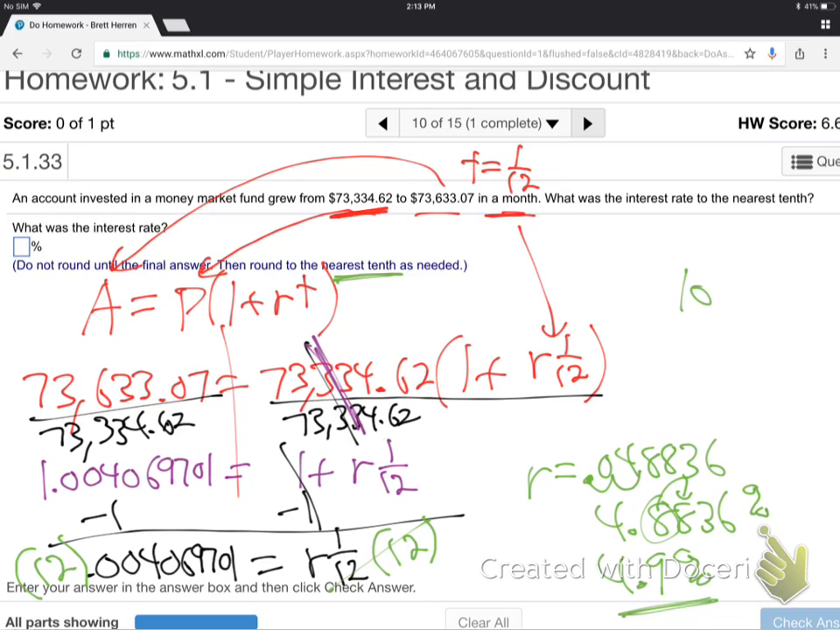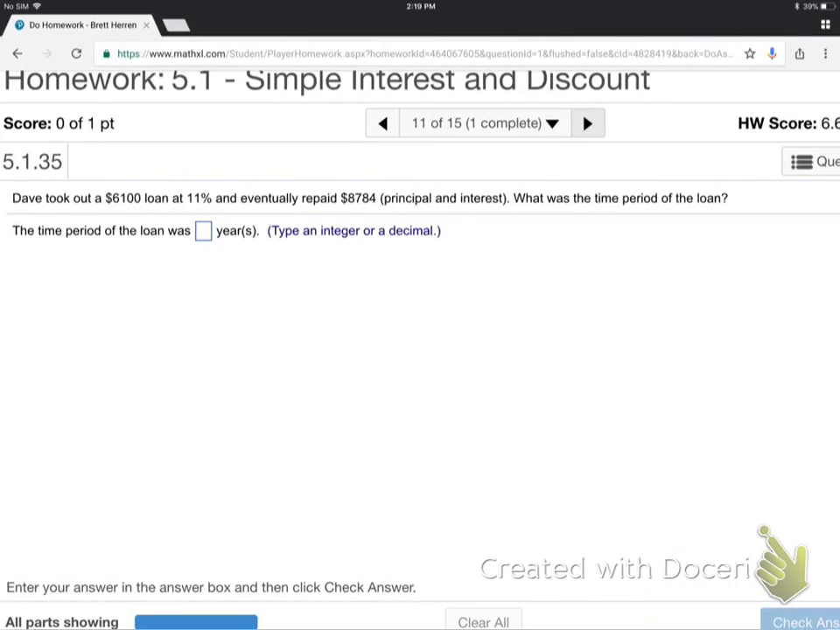Good. Questions? Remember all that algebra? A little review of your algebra skills there. That good? No questions? All right, let's keep moving. Same formula: A equals P times 1 plus RT. Give it a try. Let me give you a second. See if you can make it happen.